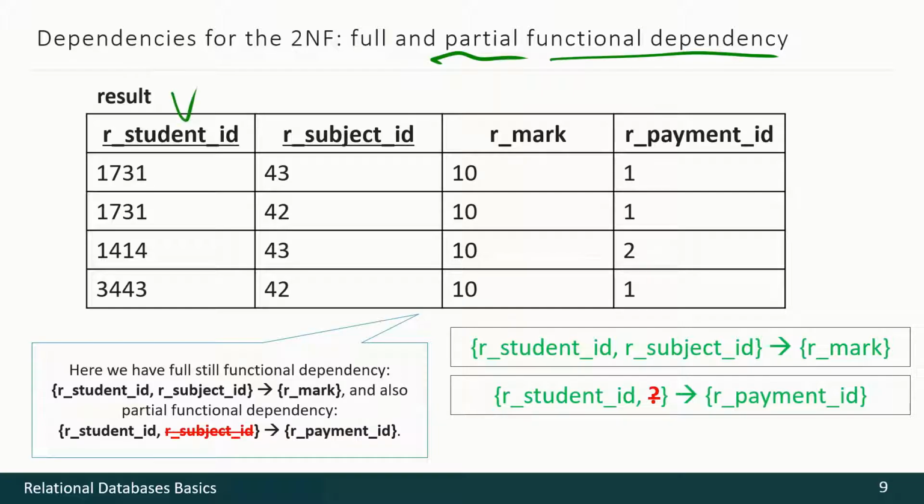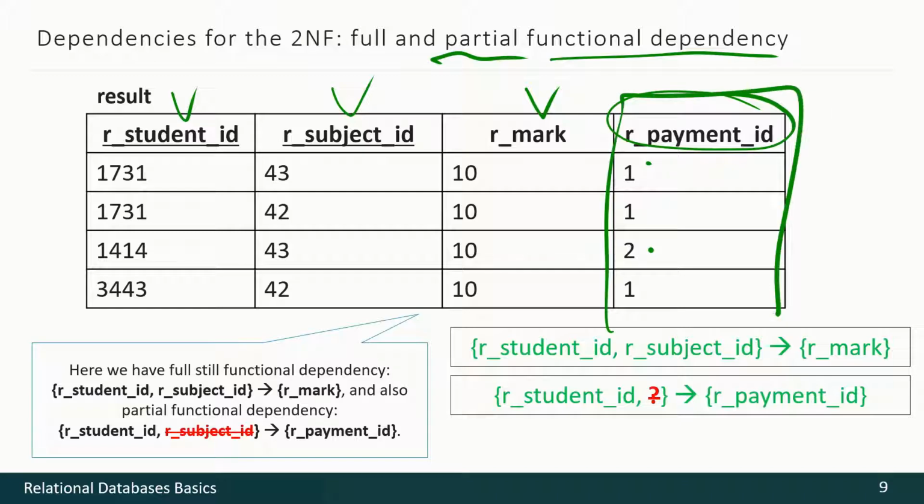We also have student ID, subject ID, mark, and the payment type. For instance, some students are paying themselves, and for some students there is some money from the state budget or something like that. So we have several payment types. But we may easily see that the payment type does not depend on subject ID.